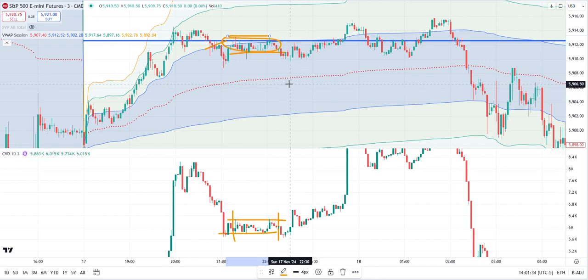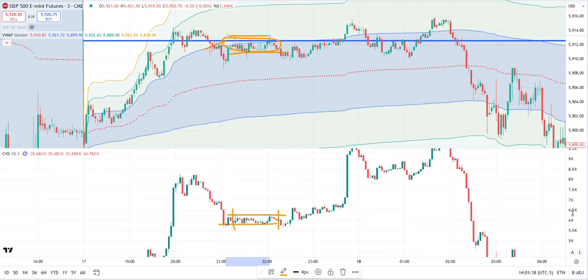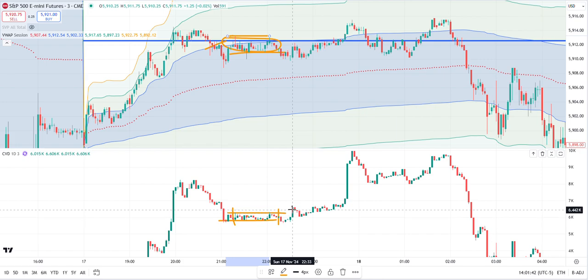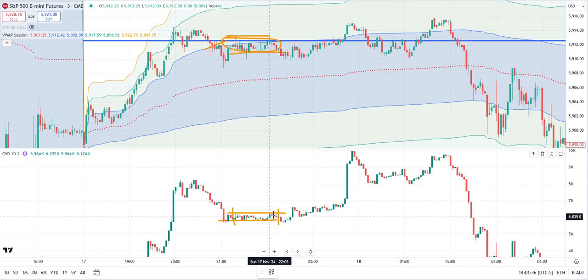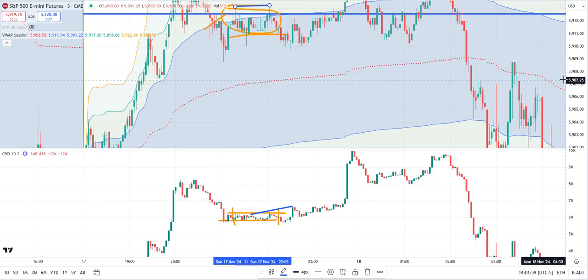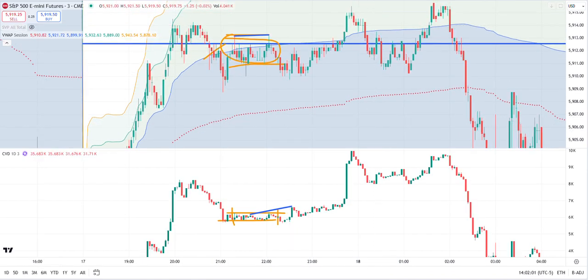Once it breaks the zone, you can see over here, I didn't actually want to use this, but this is kind of the only level. Okay, here's divergence. That didn't work out. That's good to see. Okay, there's divergence. Here's also divergence. Also doesn't work out.